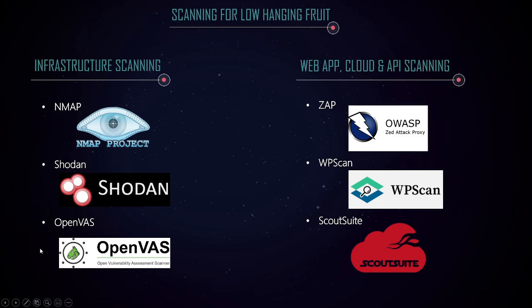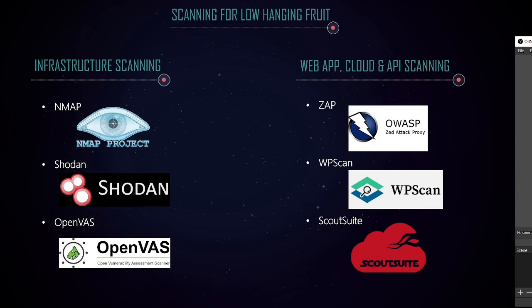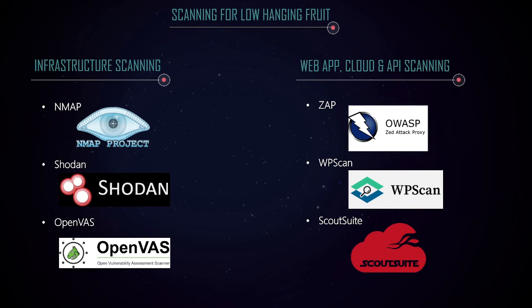OpenVAS is an open source vulnerability scanner. It requires a little bit of setup, but after that, you can run a full vulnerability scan across your infrastructure. On the web application, cloud, and API scanning side of things, we have Zed Attack Proxy, which is an excellent web application scanning tool and has come a long way over the last few years and is freely available. The automated scan campaigns are second to none in the free environment.